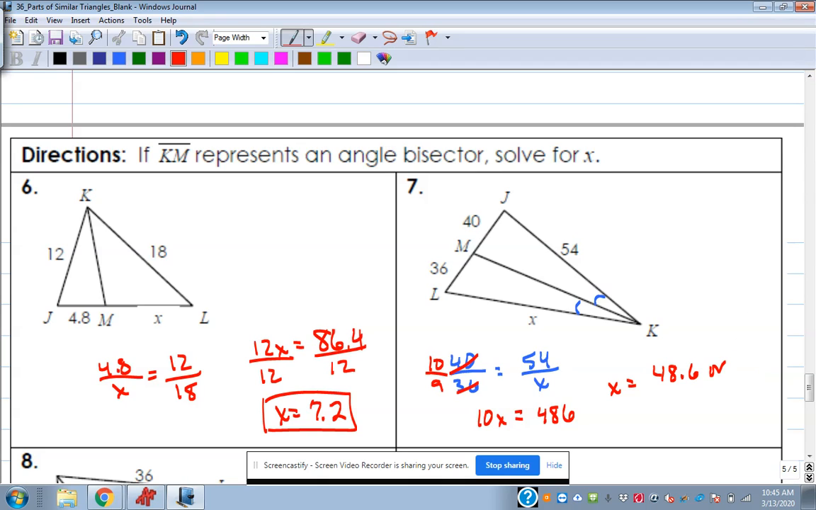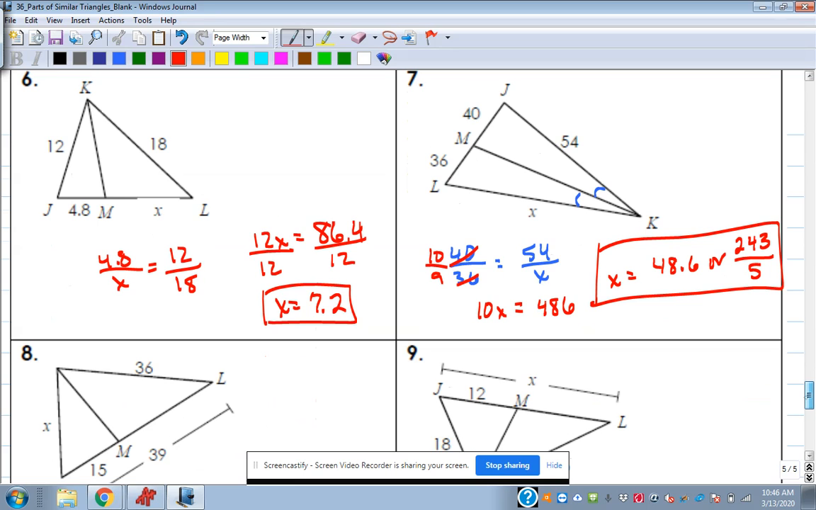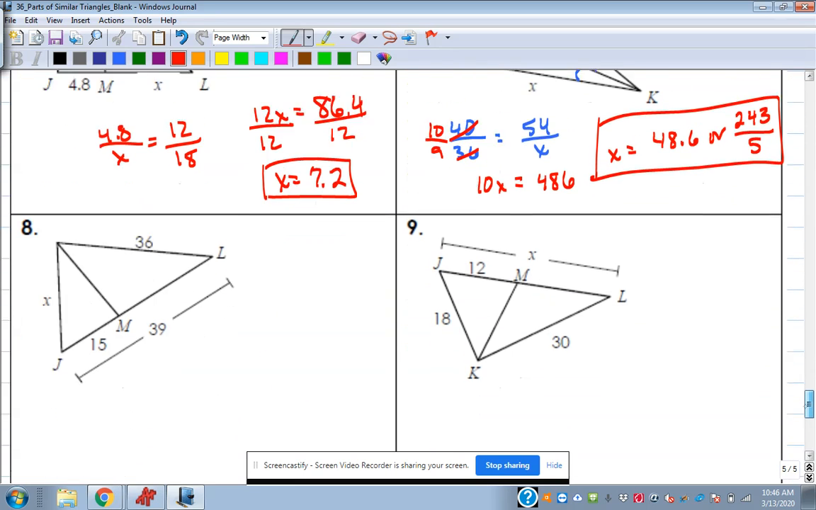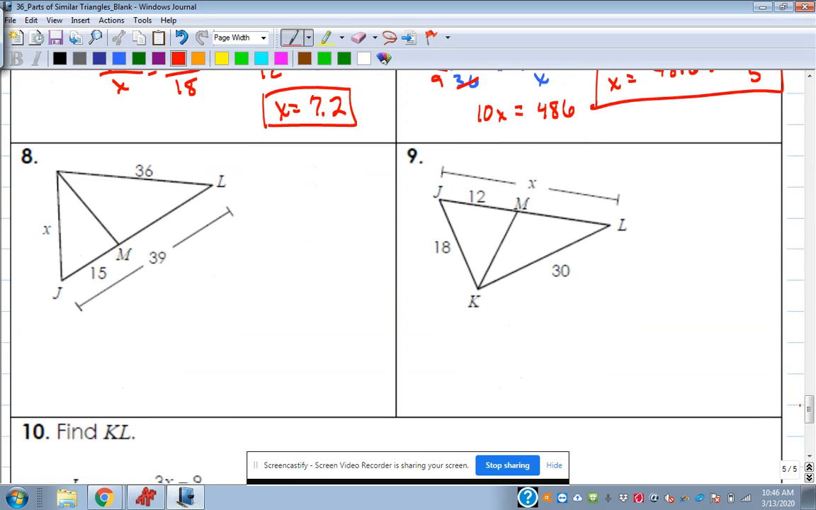I mean, that's the decimal for that. What's the something over 5? 243. Bring me all the fraction money you get. All right.